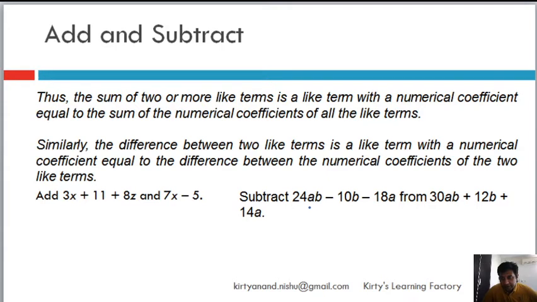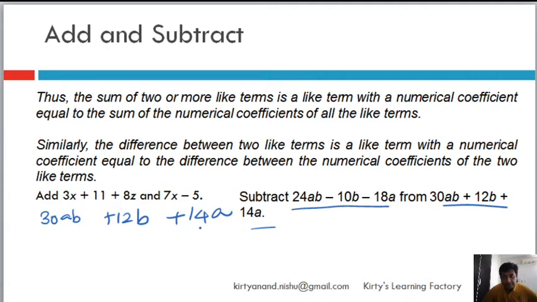Once again, I have to subtract this expression from this one. So let's write this one first. It's 30ab plus 12b plus 14a. So it's a trinomial, and I have to subtract 24ab. So I write 24ab here. Minus 10b, so I write minus 10b here, minus 18a here.